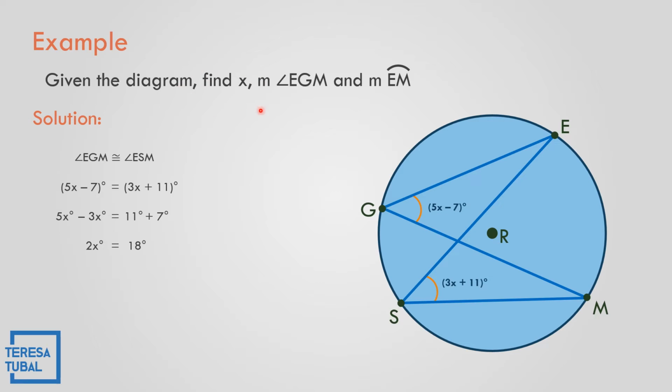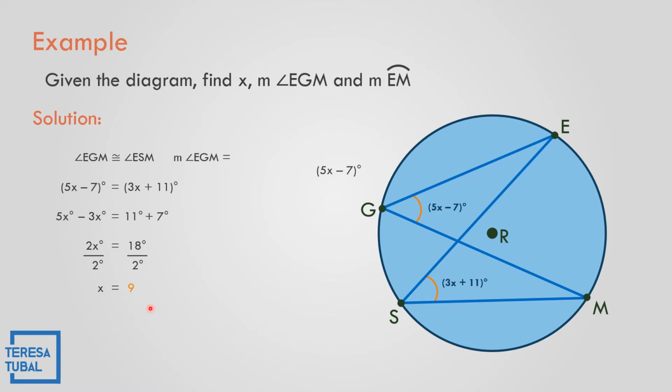So if that is x only, we need to divide both sides by 2 degrees. So 2 divided by 2 is 1, or 2x degrees divided by 2 degrees, the answer is equal to x. And then 18 degrees divided by 2 degrees, the answer is equal to 9. So x is equal to 9.